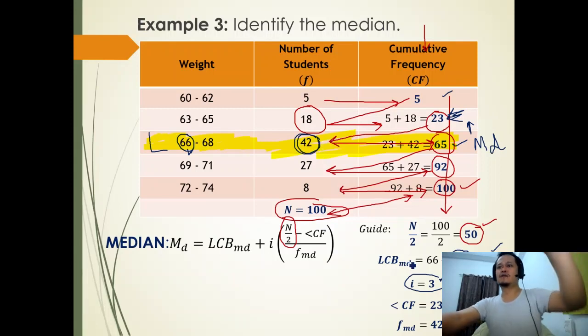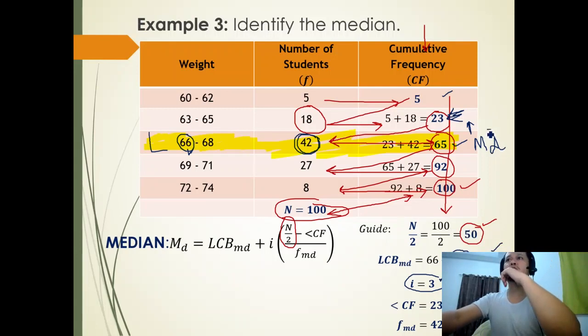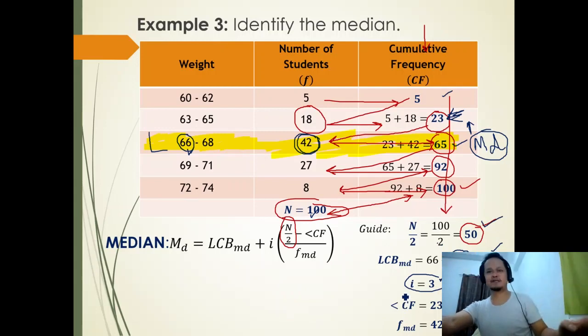Now observe that as we get all these values here, we are always referring to your median class. The one highlighted with yellow is very important. This is where you can determine your lower class boundary, your I, your cumulative frequency, and the frequency. How to get the median class? You just simply divide this n by 2. So this is your locator. Having these values, we are now ready to solve for the median.